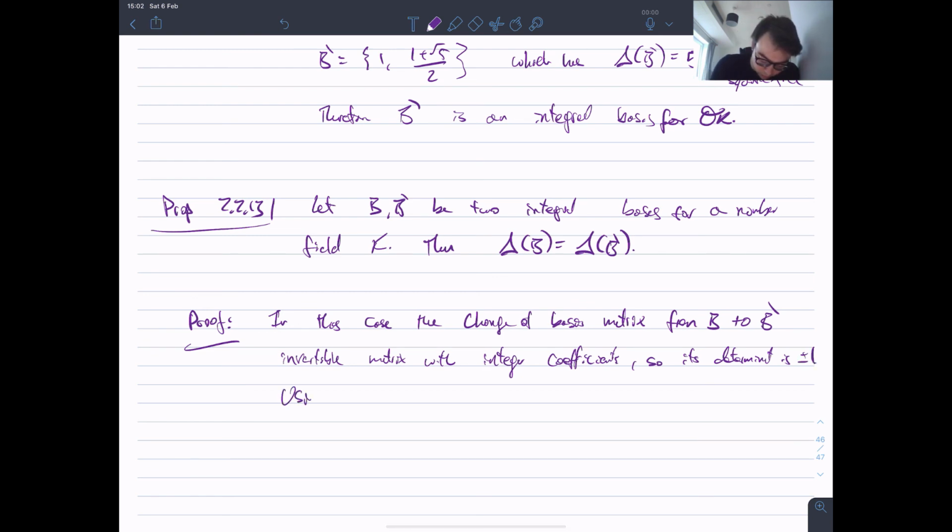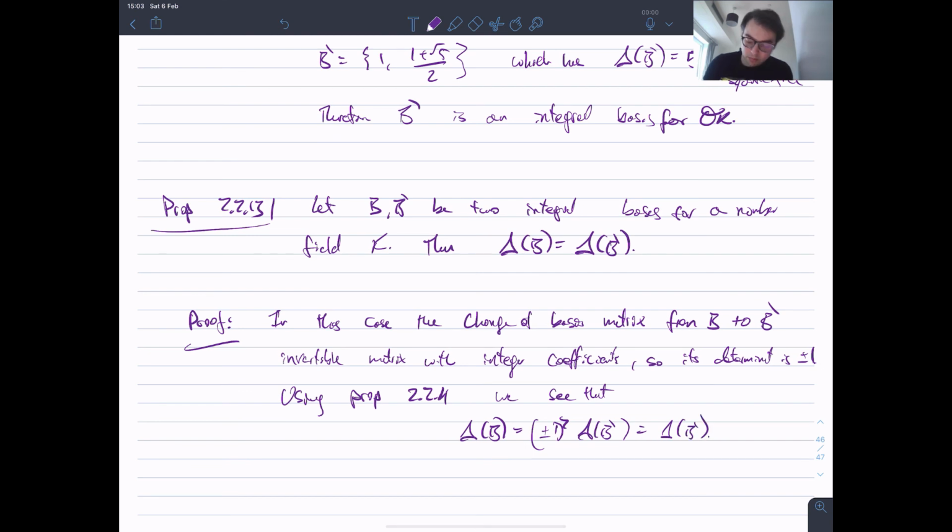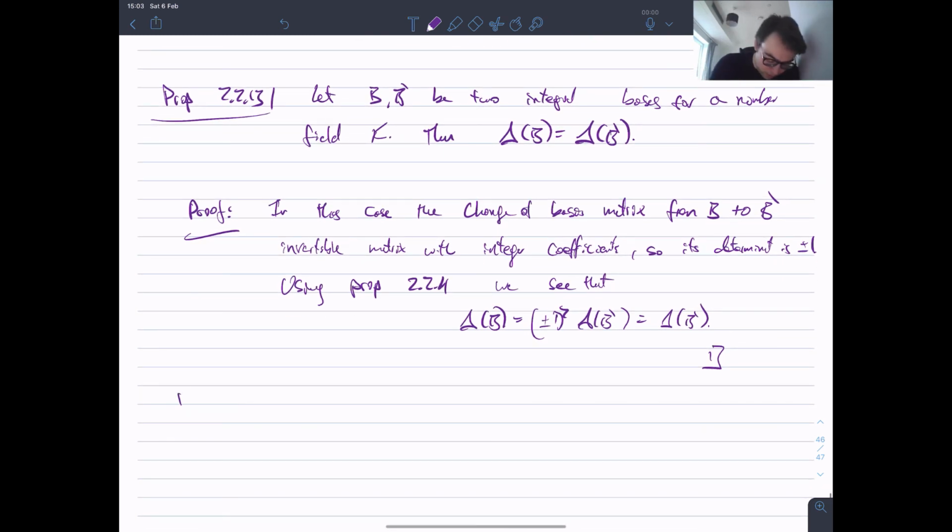So now using proposition 2.2.4, we see that the discriminant of B has to be equal to plus or minus 1 squared times the discriminant of your other one, which is just either of those things. So we're done. Great. So with this, let me just finish this bit with a definition.